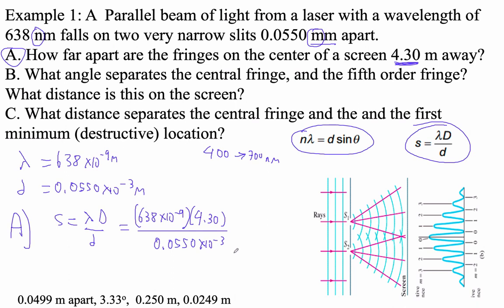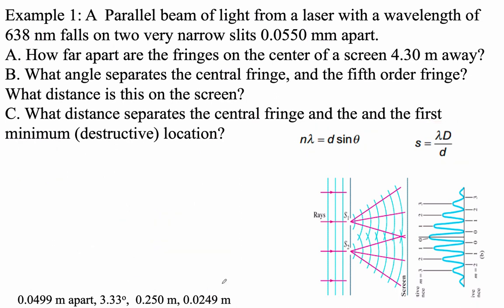So 638 e minus 9 times 4.3 divided by 0.055 e to the minus 3. And I'm getting that s is equal to 0.04988 meters, which with 3 sig figs we'd say it's about 0.499 meters. And I think we did have 3 sig figs. So that's using this approximation, okay? Let's pretend that we have to use actual trigonometry, right? We're not going to use the approximation, we'll use trigonometry. So remember that number, you've got it written down.